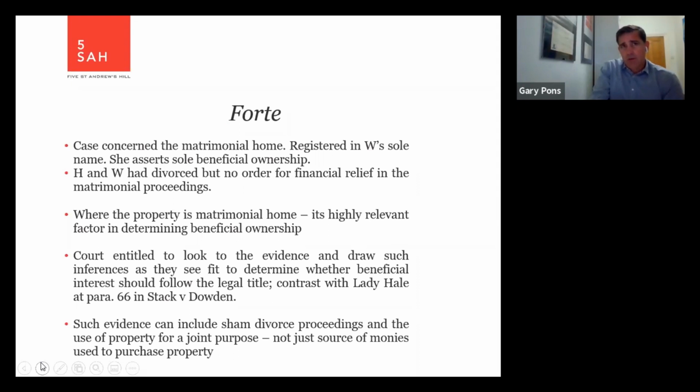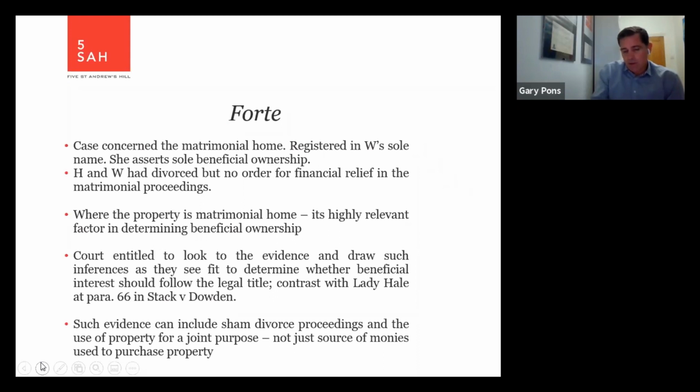The court said that any Crown Court dealing with this issue is entitled to look at the evidence and draw such inferences that they see fit in order to determine whether in fact the beneficial interest should follow the legal title. That, in my view, contrasts rather starkly with what Lady Hale said in her judgment at paragraph 66 of the case of Stack and Dowden. She said, I know of no case in which a sole legal owner, there being no declaration of trust, has been held to hold the property on a beneficial joint tenancy.